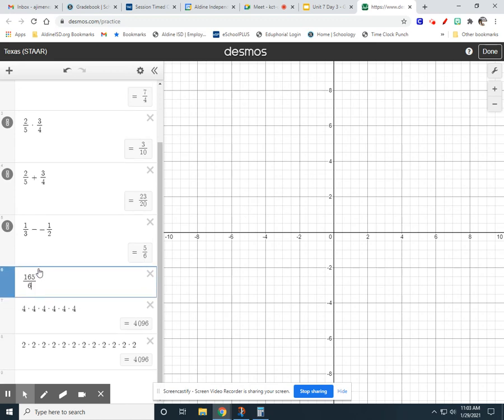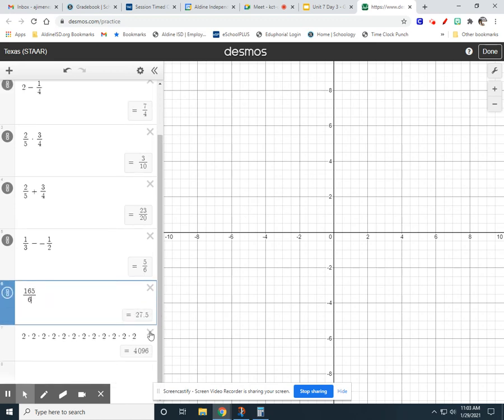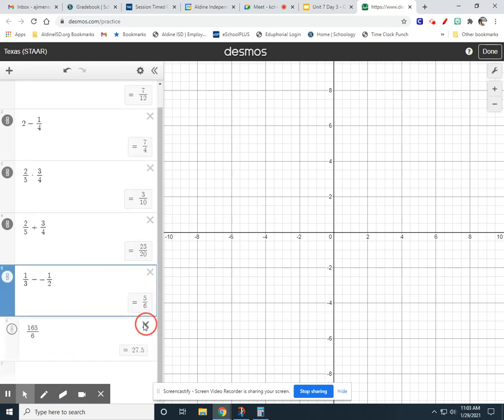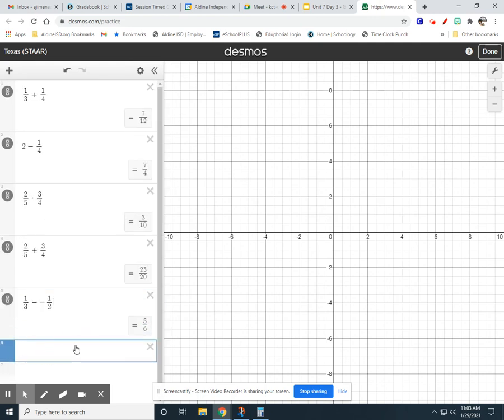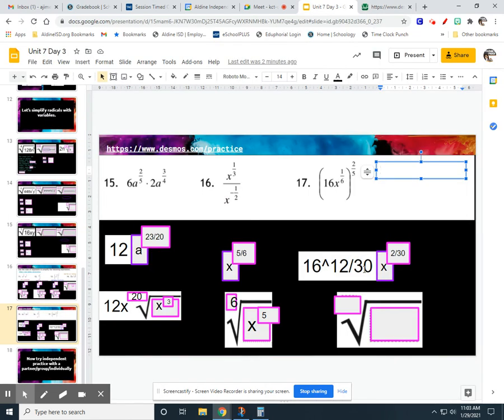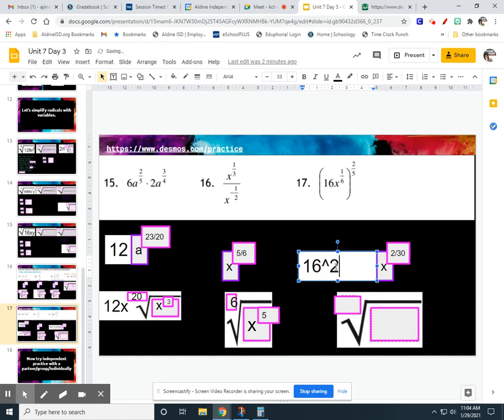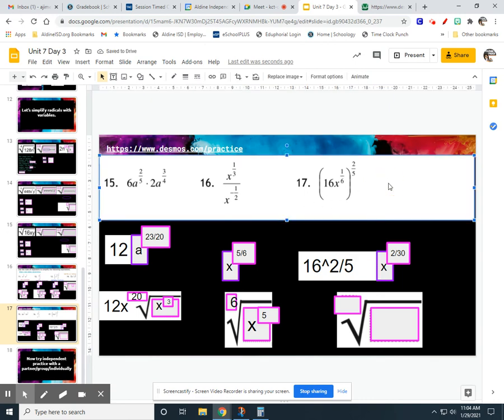It says 5 over 6. Let me get this. Okay. 16, and it was 5 over 6. So let's go back over here. It's 5 over 6. I'm sorry, not 5 over 6. It's 2 over 5. All right, so let's do that one because that's a little bit easier to handle.